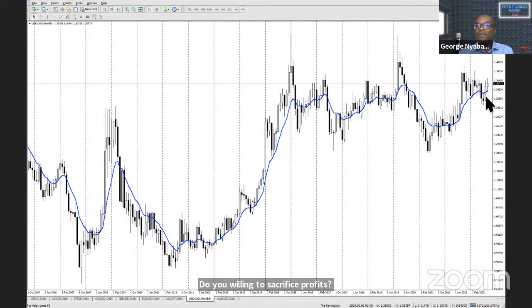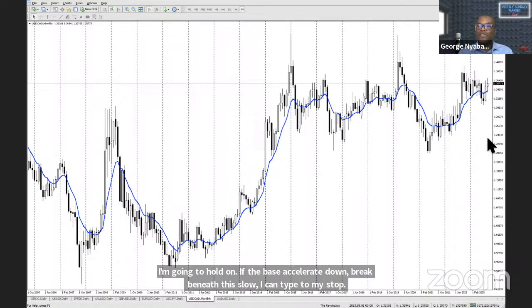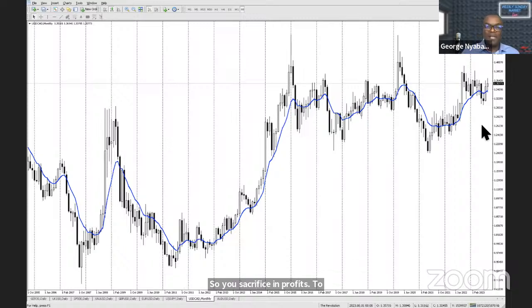So all year when the market is doing this, you had open profits. Now the profits are going, but you're thinking, well, the structure is still strong for the bears. Maybe I may still get acceleration down. So I'm going to hold on. If the bears accelerate down, break beneath this low, I can tighten my stop. So you're sacrificing profits to make profits. You can get stopped out.